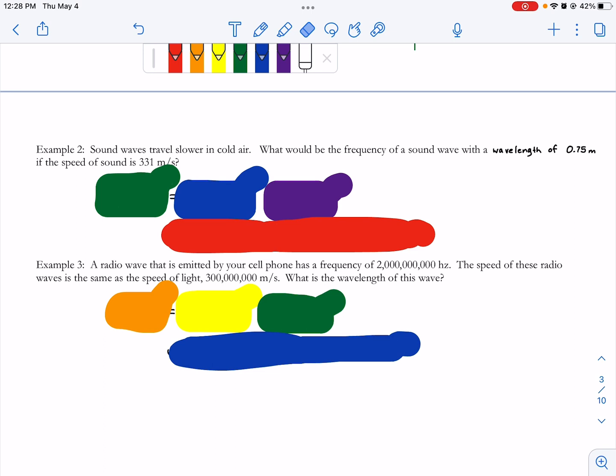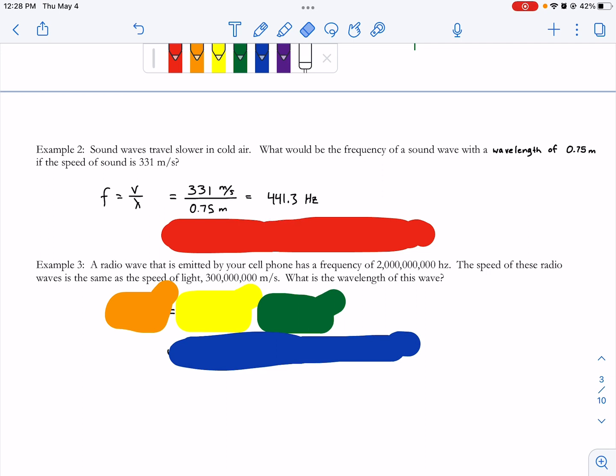So this time I'm looking for the frequency, so f equals v over lambda. I've got to put the wave speed on top and the wavelength on bottom, so that's going to look like this: 331 divided by 0.75, and I end up with 441.3 hertz. Now, if you're wondering how in the world did I end up with hertz for the unit, that's underneath this red bar. If you don't care about that, you don't have to write this part down, and you can just accept that it's hertz for the unit, and then you can skip ahead a little bit here.